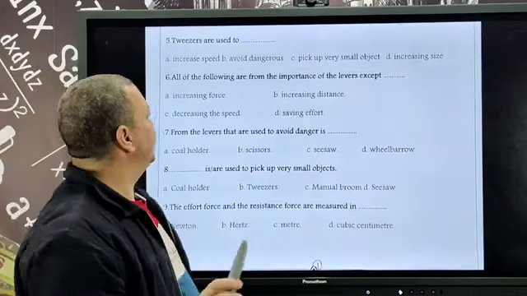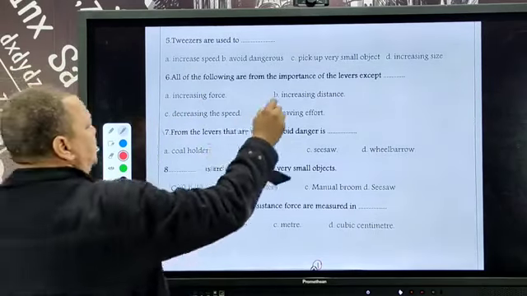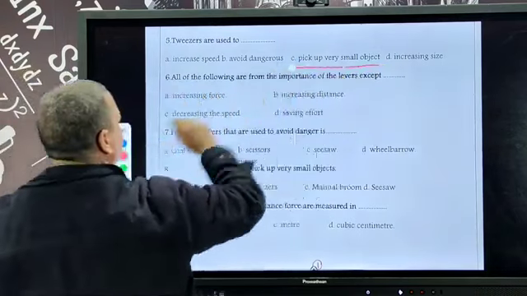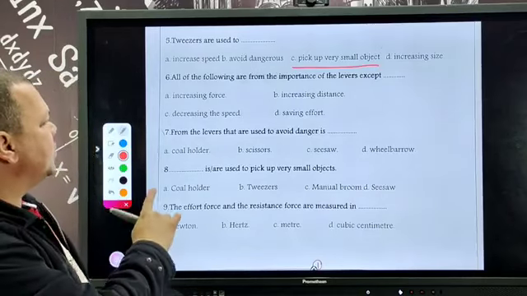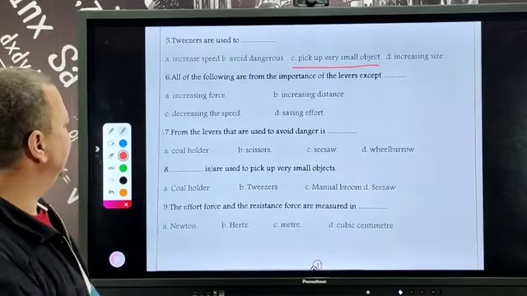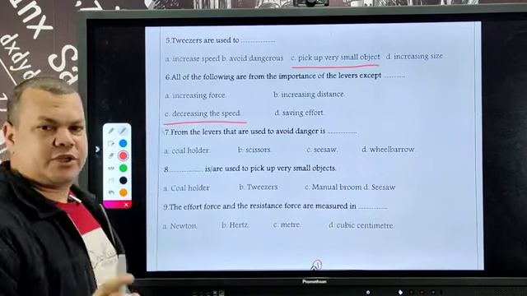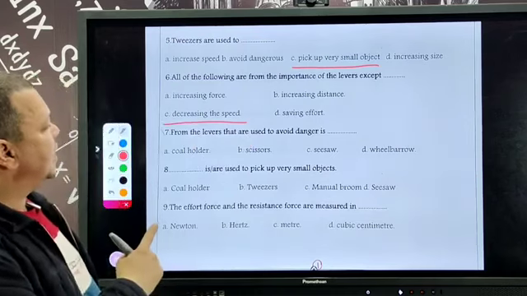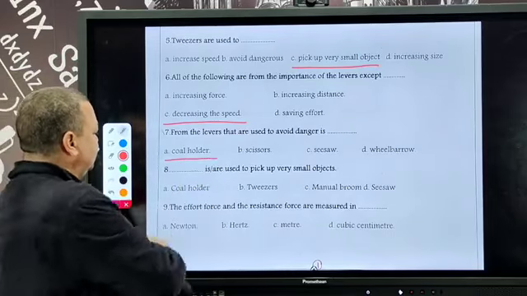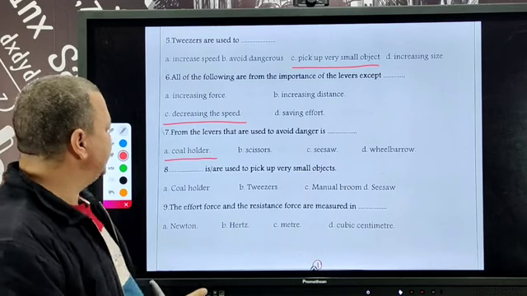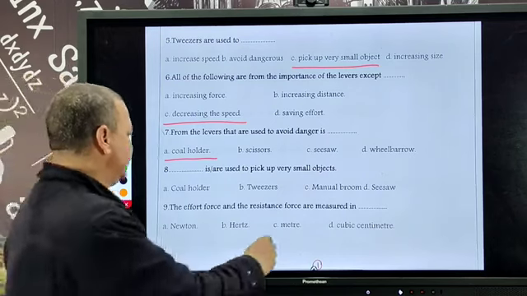Question number 5: tweezers are used to pick up very small object. Question number 6: all of the following are from importance of levers except ايه بقى؟ except decreasing the speed. Question number 7: from the levers that are used to avoid dangers، هنلاقي طبعا الكول هولدر. Number 8: space is or are used to pick up very small objects، هنلاقي التويزرز.